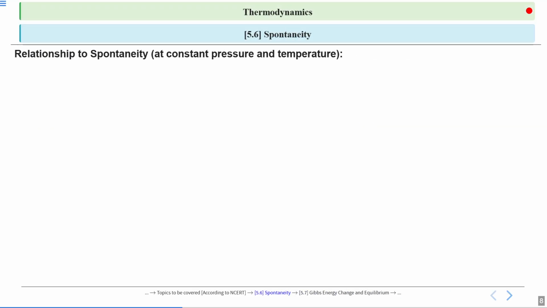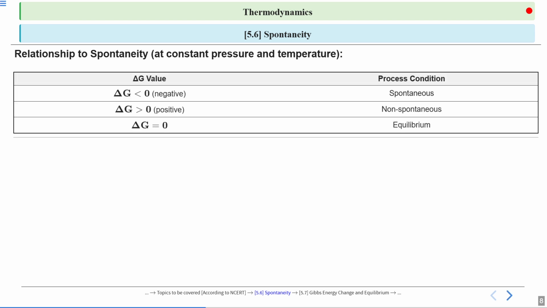Next we have the relationship to spontaneity, the relationship of enthalpy and entropy. For this table that you are seeing right now, we will go through a series of derivations, but for now just take it as a starting point, and this is very important. If you want to decide the spontaneity of a given process, you just have to calculate the Gibbs free energy change for the system and not for the overall surrounding. This is the upper hand that we got with the help of Gibbs free energy.